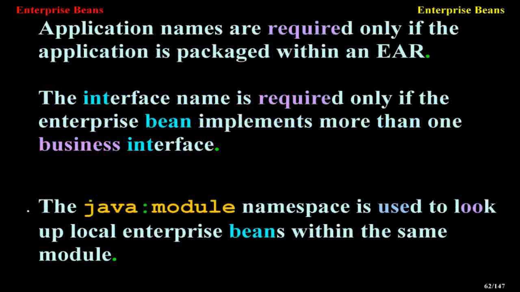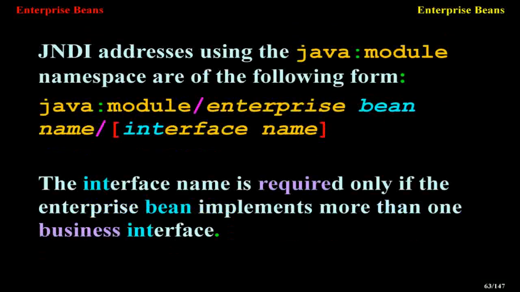The java:module namespace is used to look up local enterprise beans within the same module. JNDI addresses using the java:module namespace are of the following form: java:module/enterprise-bean-name/interface-name. The interface name is required only if the enterprise bean implements more than one business interface.